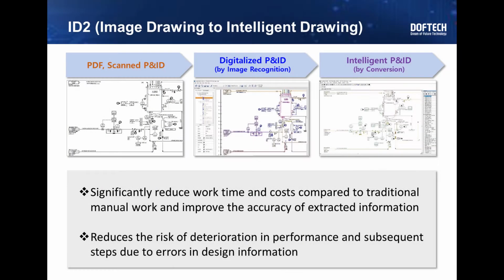P&ID tool is software that automatically recognizes the design information of engineering image drawings, generates digital design information, and converts it into intelligent P&ID solutions of global vendors. By automatically recognizing and digitizing the design information in the image drawing and storing it in the database, it reduces time and cost of traditional manual tasks, and this improves the accuracy of extracted information.